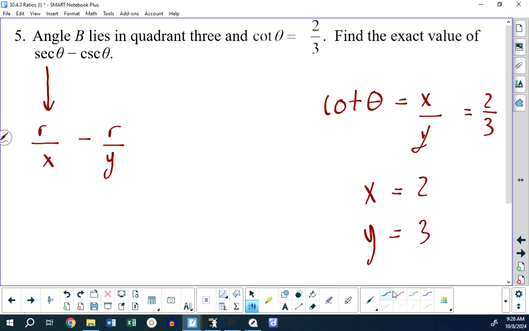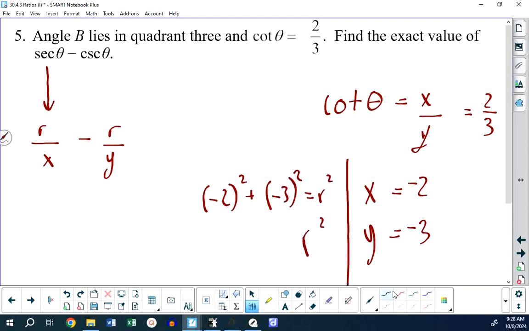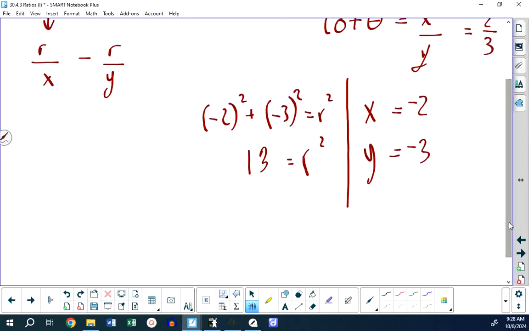Because it's not true. Abby, what's wrong here? They need to both be negative because it's in quadrant 3 where x and y are both negative. You don't see the negatives because when you take a negative divided by a negative, you get a positive and it's hidden from you. So now what you need to do is find r. Negative 2 squared plus negative 3 squared is r squared. I want to say r squared is 13. 9 plus 4. R is root 13.